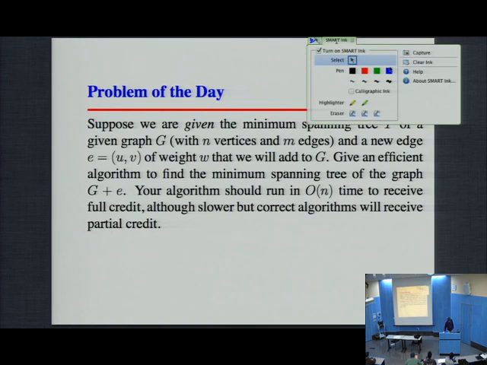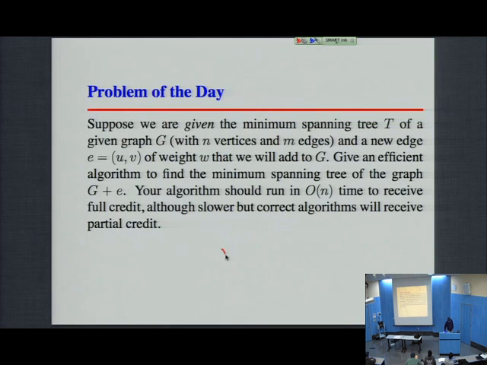I've got to select pen. I see. Okay, so let's say that I am given a minimum spanning tree of a graph. This happens to be it. There's a graph here on n vertices and m edges. And I'm given a new edge. Let's go to the color here. Okay, I'm given a new edge.